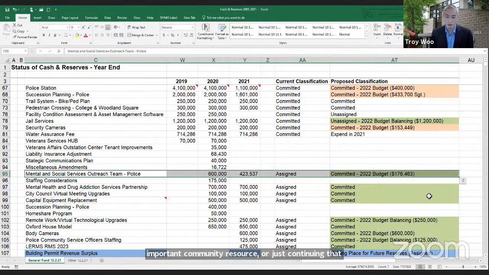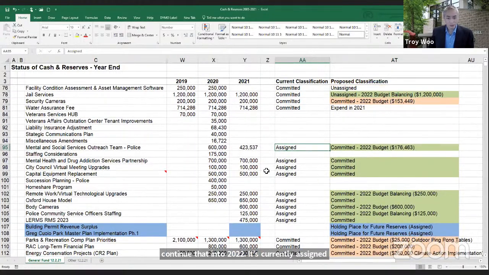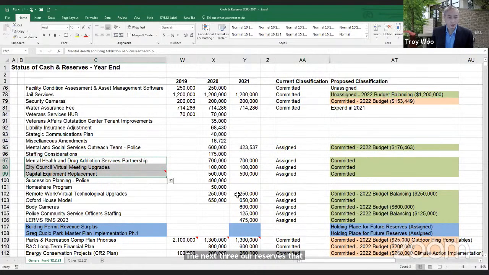2021, of course, it went into effect. So we're using a little bit of money in 2021. We plan to continue that into 2022. It's currently an assigned reserve, and we'd like the council to commit those funds. The next 3 are reserves that were assigned, but we would like the council to commit those.